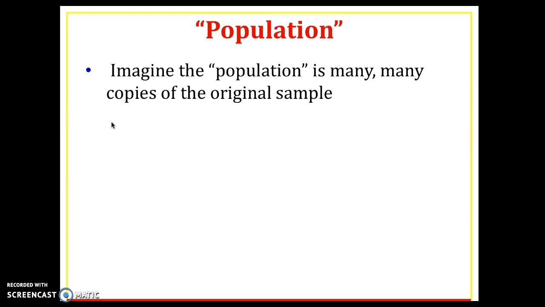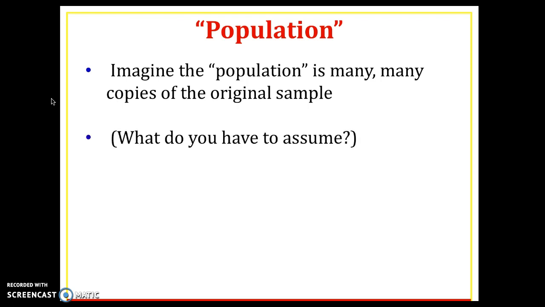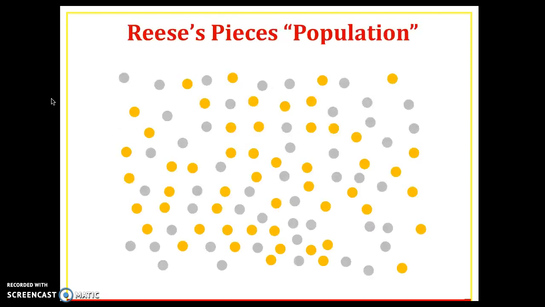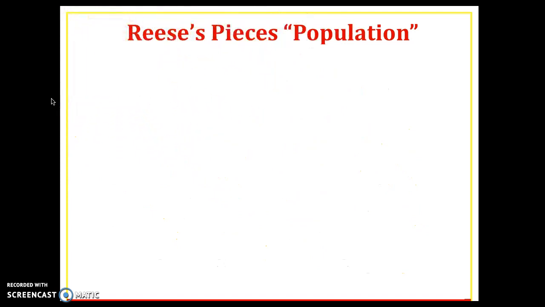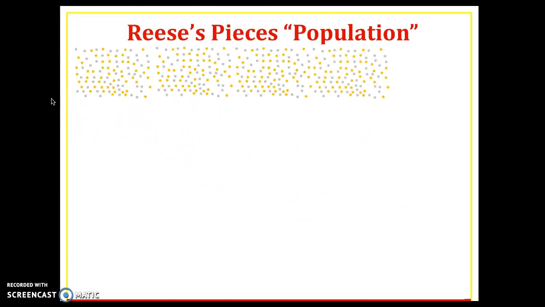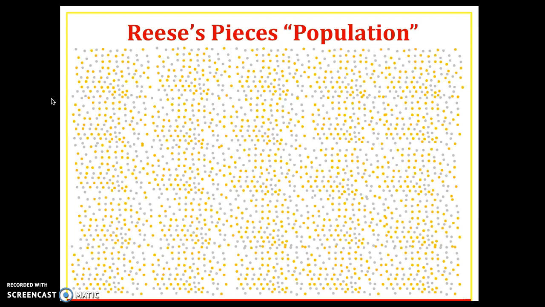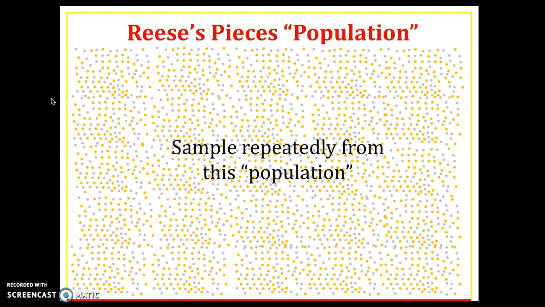So unless we could count every single Reese's Pieces in the world, and I would say that's impossible because they're constantly getting made and consumed, it's impossible to get the population. We can consider the population as many copies of just the one original sample. So what do we have to assume? We have to assume that this would be one sample, 100 Reese's Pieces, 52 are orange. And what we're going to do with this bootstrapping technique is turn that one sample into many, many, many repeated samples from this population. So we're going to take one sample and kind of repeat it. We're going to bootstrap it. Talk about that in a second.